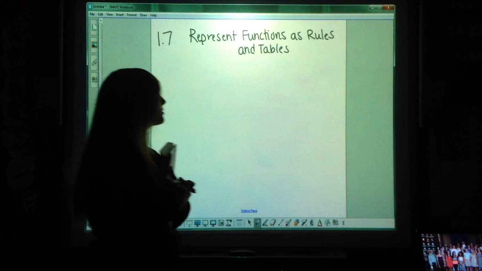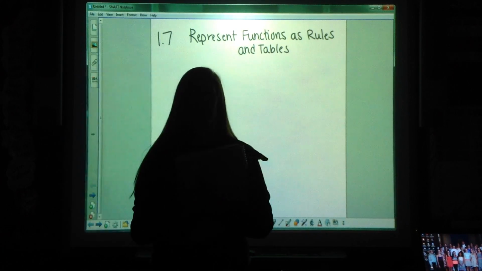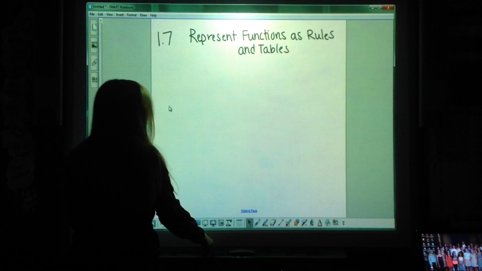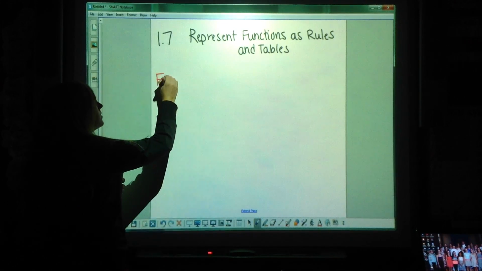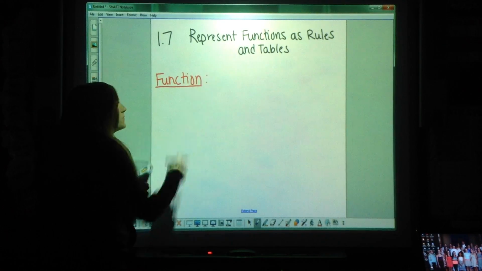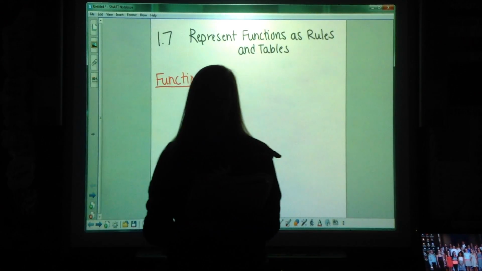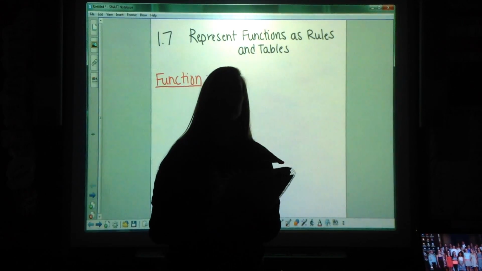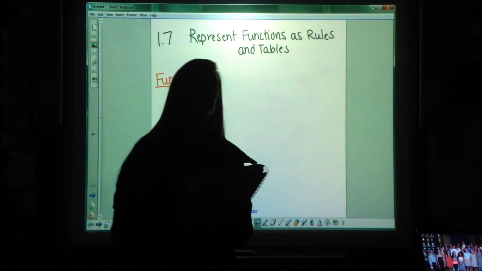In this lesson, you're going to be representing functions as rules and as tables. So let's figure out what a function is first. A function is a rule that establishes a relationship between two quantities, and those two quantities are inputs and outputs.